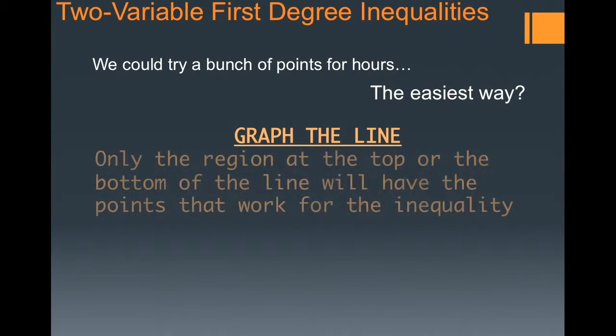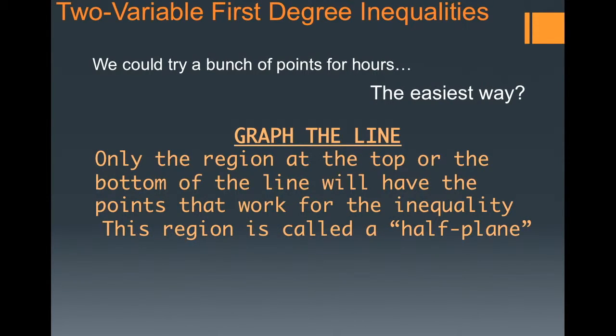Graphing the line. Only the region at the top or the bottom of the line will have the points that work for the inequality. This is where you need to whip out your graphing line skills, because you're going to be needing to graph several lines for this chapter. The region that we shade that's on top or on the bottom of the line is called the half plane. Don't worry, I will show you in a second.